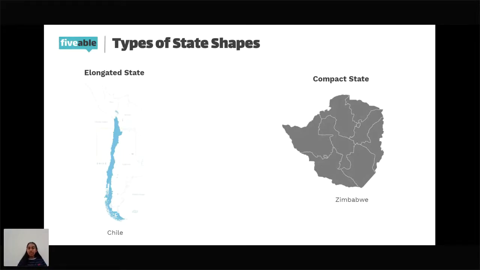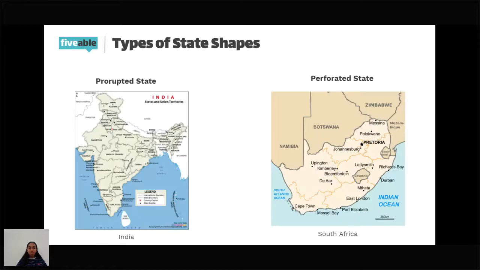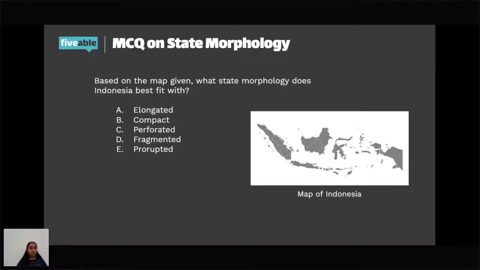So elongated and compact states are complete opposites. Okay, great. Now we're going to be doing multiple choice questions. The first one is going to be on state morphology. This should be pretty easy because we just covered it. Based on the map given, what state morphology does Indonesia best fit with?